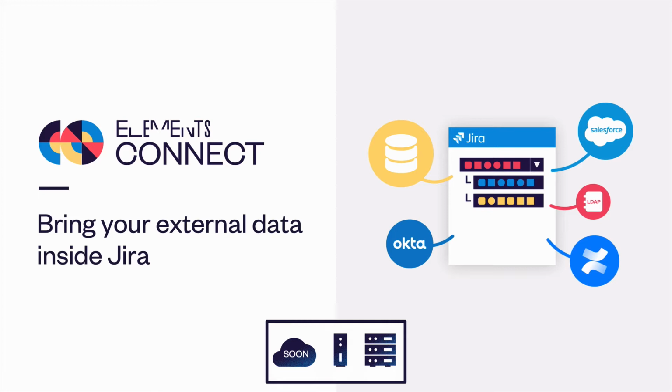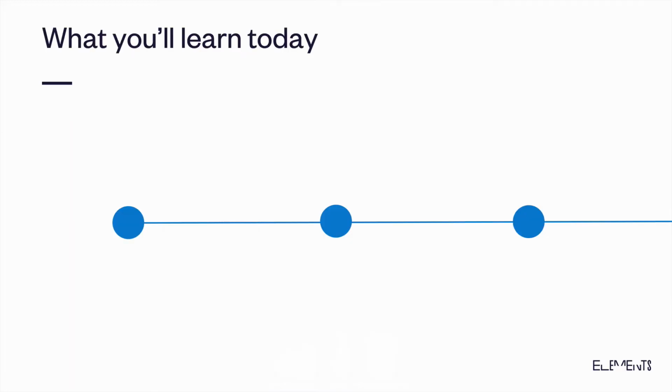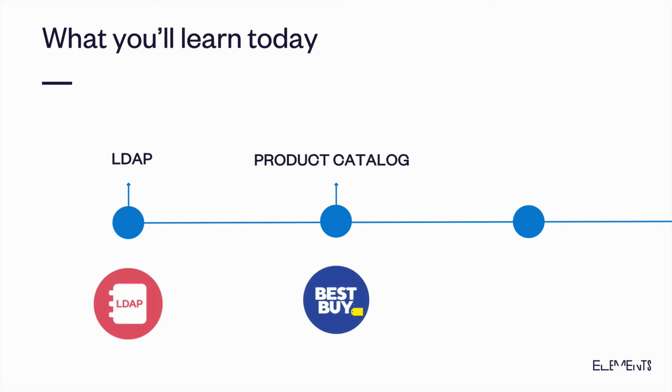Now let's have a look at what we learned today. During this presentation, we are going to explore 5 ways you can leverage your external data inside Jira. First, we'll have a look at how you can bring information about your employees from a LDAP inside Jira issues. Then we'll see how you can connect Jira to a product catalog, such as Best Buy via its REST API, and bring inside the Jira issue details about products, their category, and so on.